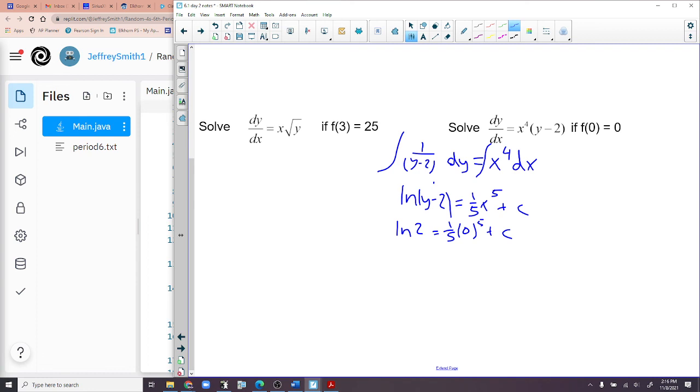We're not going to do it as a decimal. We're going to say it's natural log of 2. So c is natural log of 2. Or equals c. That's fine. There we go.